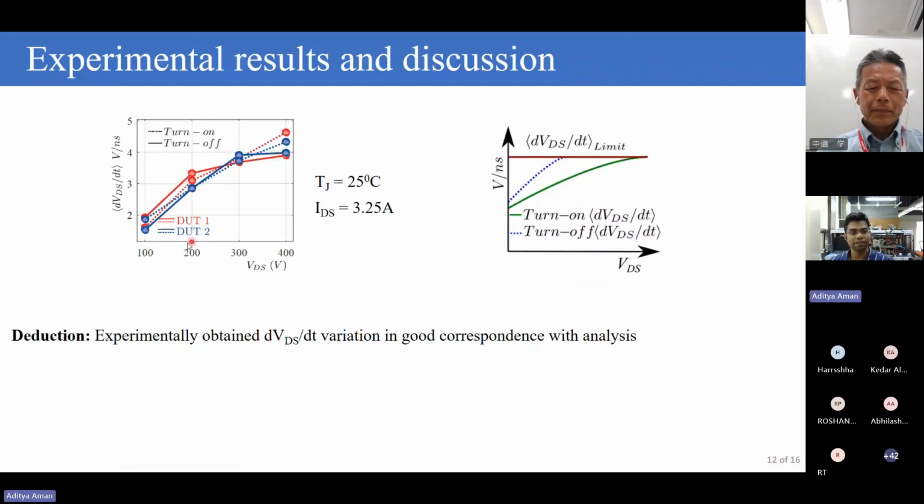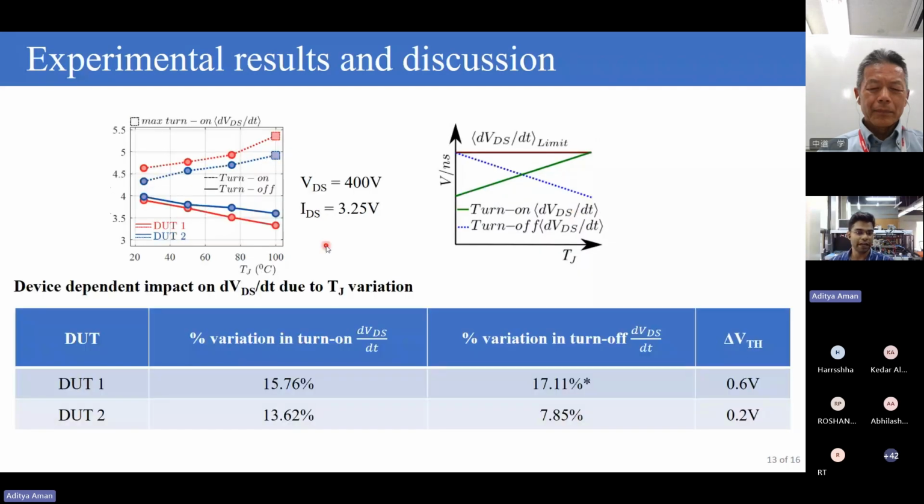Next, we investigate the impact of drain to source voltage variation on dV by dt. We see that the dV by dt is increasing for both the DUTs as you increase the value of drain to source voltage, and it is in good correspondence with the analysis. Finally, we investigate the impact of junction temperature variation on dV by dt at a current of 3.25 amperes and a drain to source voltage of 400 volt.